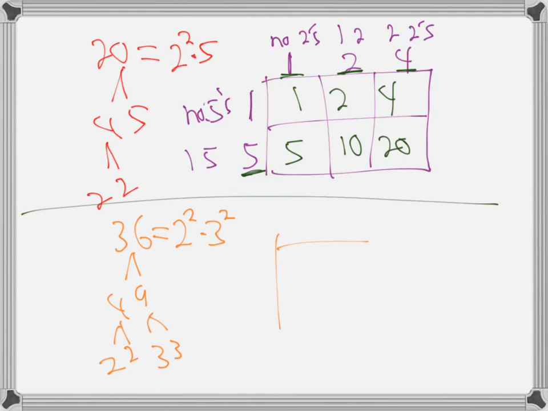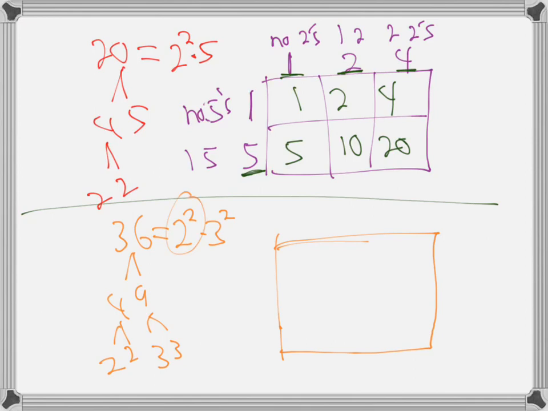9. Nice. How'd you come up with that? I think I did 3 across, 3 down. Exactly. How did you know it was going to be 3 across and 3 down? How'd you know that? Diana. No 2s, 1 2, 2 2s, and then no 3s, 1 3, 2 3s. Exactly.